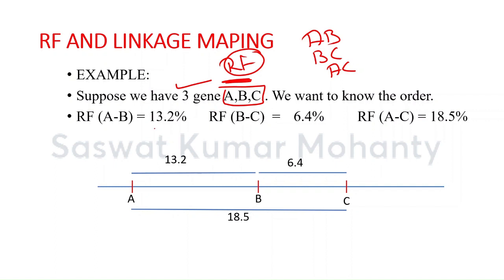As you see here, gene A to B is 13.2%, gene B to C is 6.4%, and gene A to C is 18.5%. So genes A and C are far apart. B and C have 6.4 and B and A is 13.2, meaning B is the middle gene and it's closer to C. So the gene order is A, B and C.